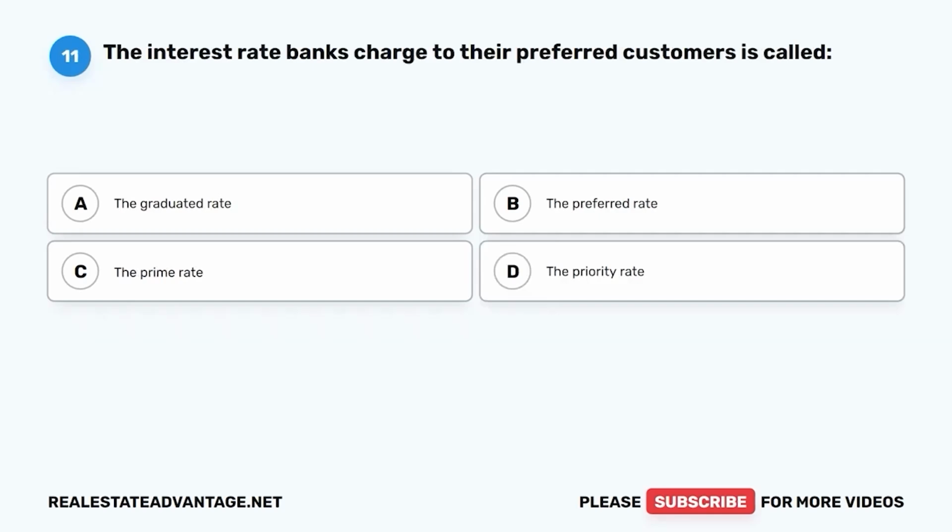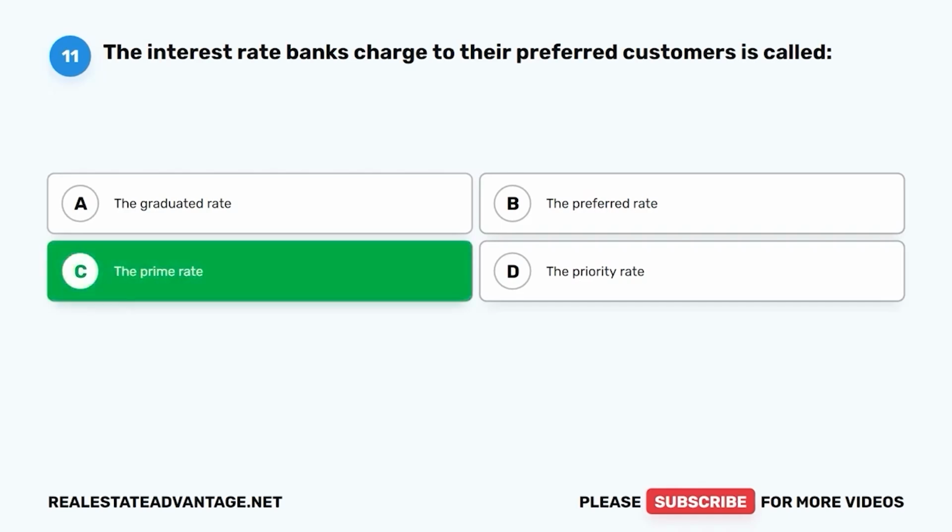Question 11. The interest rate banks charge to their preferred customers is called A. The graduated rate. B. The preferred rate. C. The prime rate. D. The priority rate. The correct answer is C. The prime rate.